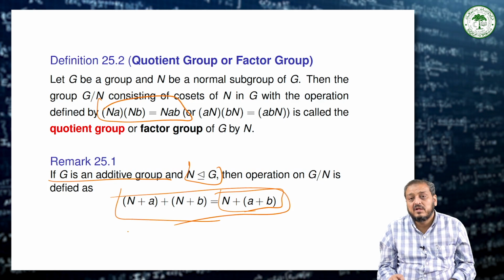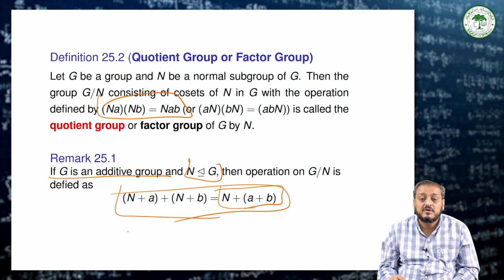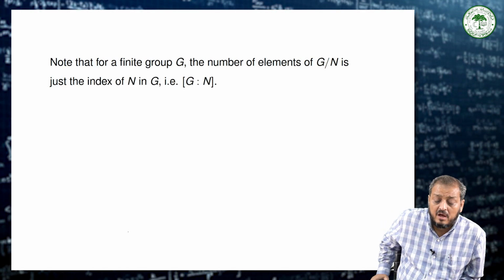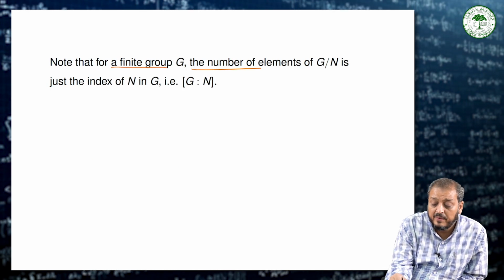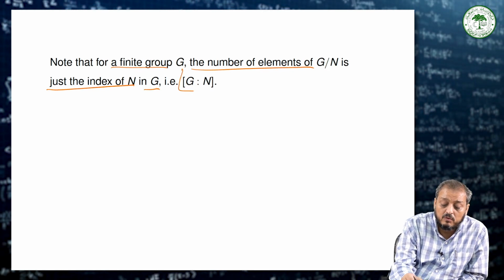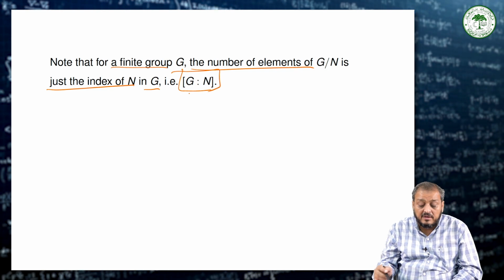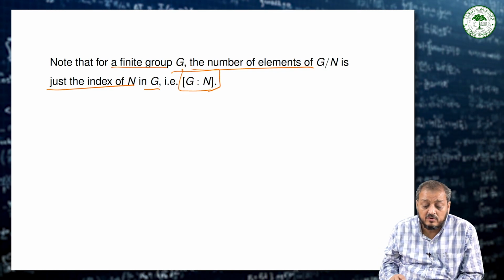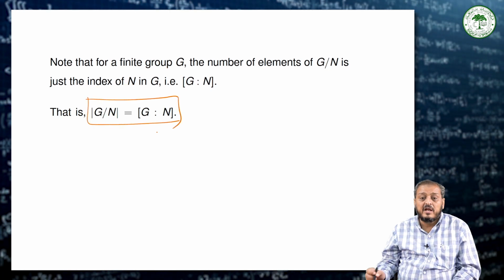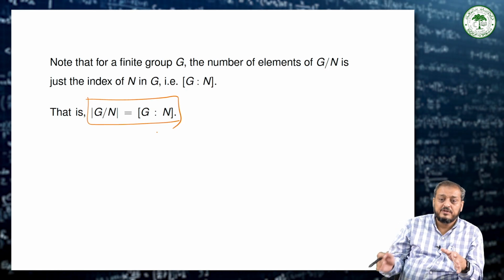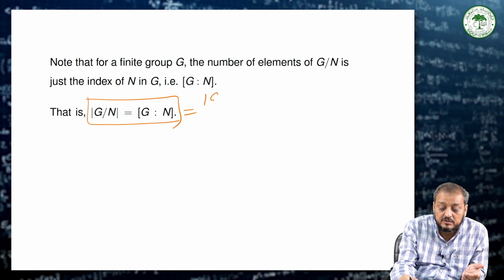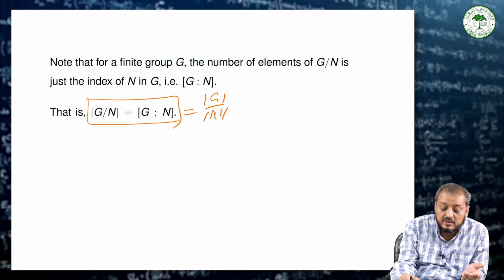Now let's start with a very simple example of this. Just before the example, I want to say that for a finite group G, the number of elements in G by N is just the index of N in G. So if we calculate the index of N in G, it is equal to the order of G upon the order of N, and this is the index.